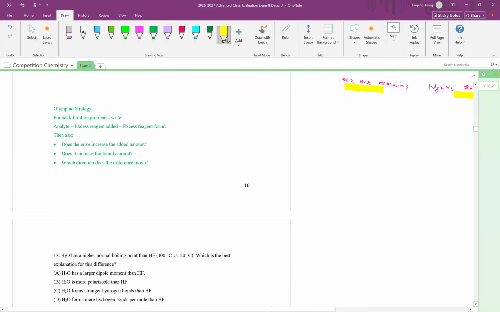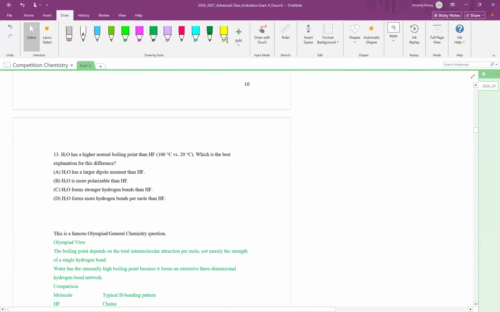This one basically is a strategy. How can you look at this question? Back titration, right? Analyze, then ask, which error increases the amount? Does it increase or decrease the amount found? And what direction does it move? That's what this question is about. The only choice should be D, when the HCl solution was drawn into the volumetric pipette, the large bubble present. That's the D. Okay, go to the next one.